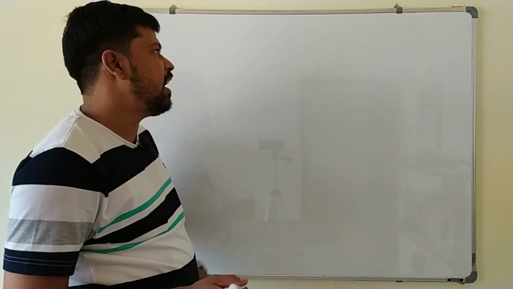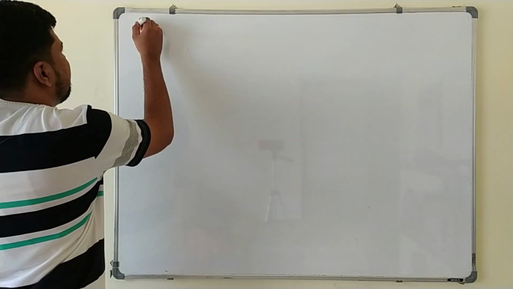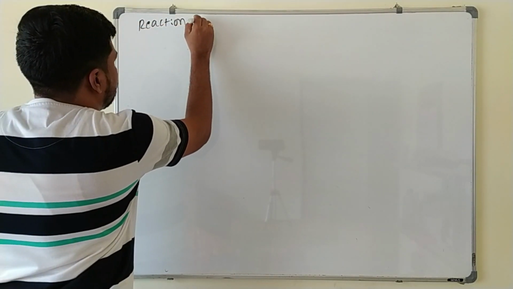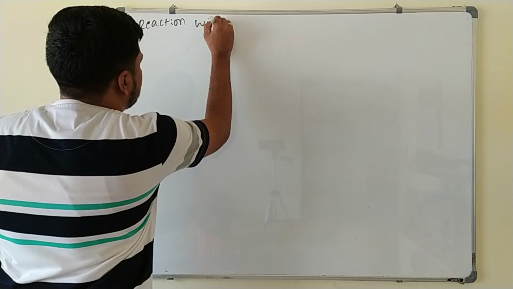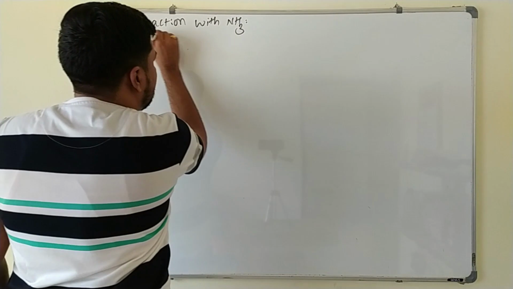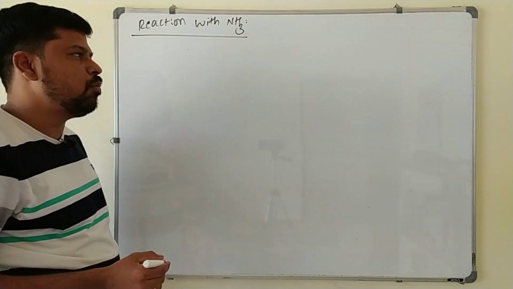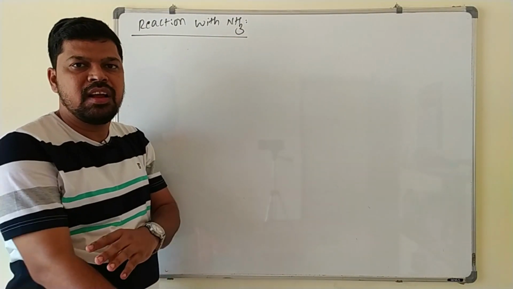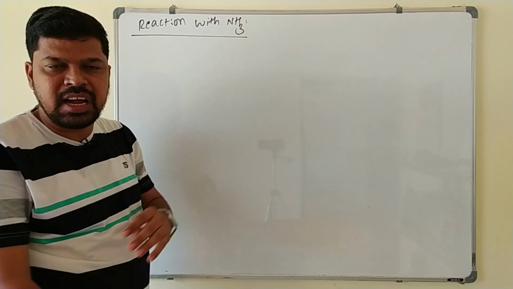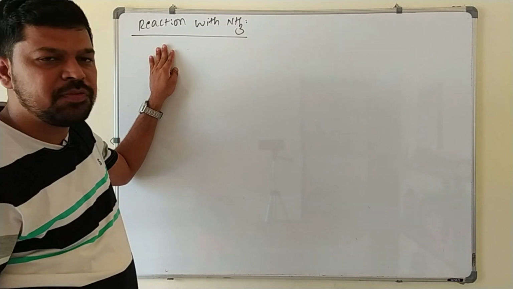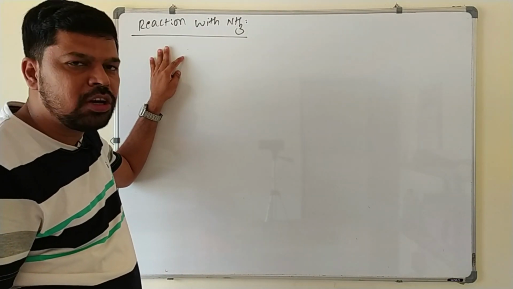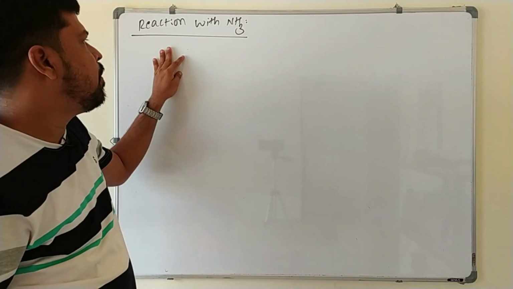The next one is the reaction of carboxylic acid with ammonia. Here carboxylic acids will react with ammonia. Ammonia is basic in nature and carboxylic acids are acids. Acids react with base to form salt here. So carboxylic acids first react with ammonia to form ammonium salt of carboxylic acids, which on heating loses water to form amides here.